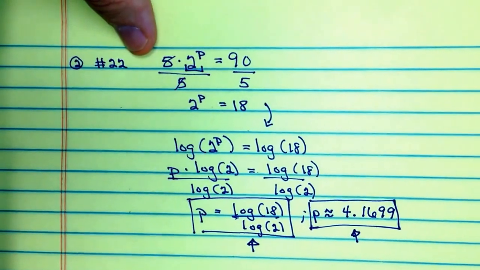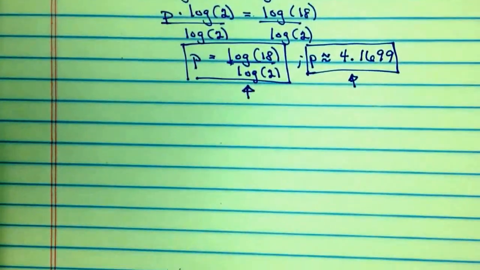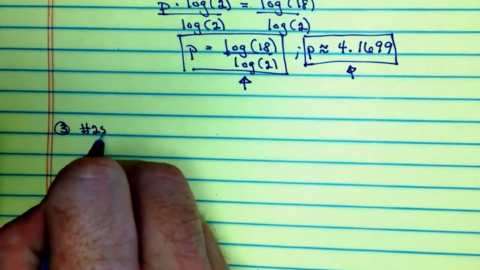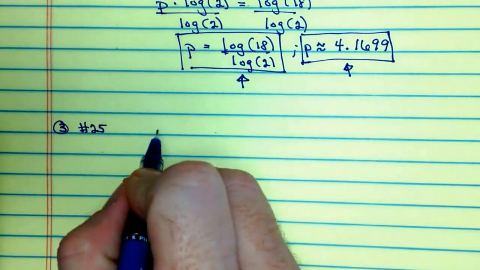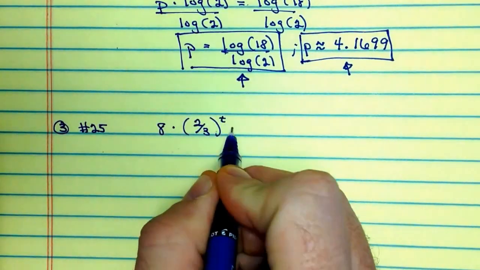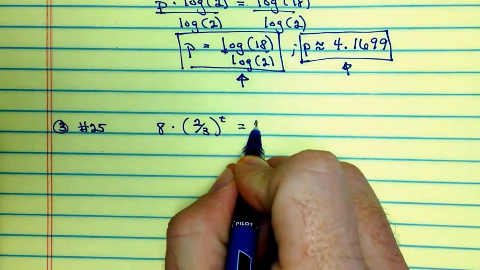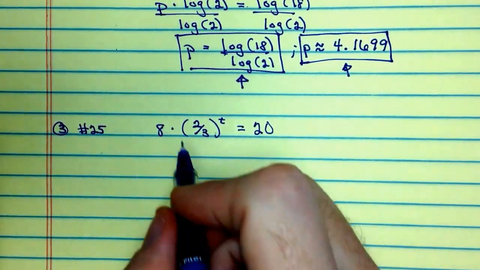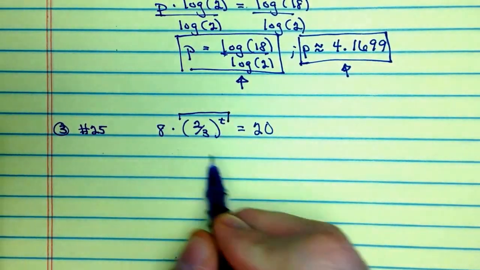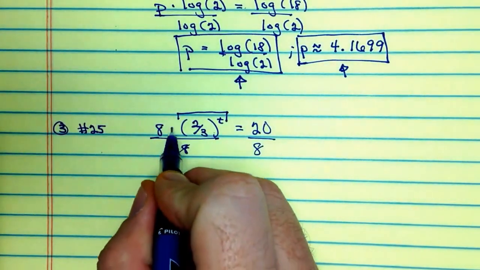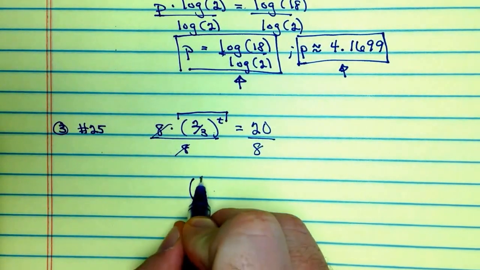All right, how about number 25 now? Number 25 says 8 times 2/3 raised to the t equals 20. All right, so you have to know what your variable part is. Here's our variable part. So that means we want to divide by 8. The 8's on the left cancel, so I'm left with 2/3 to the t.